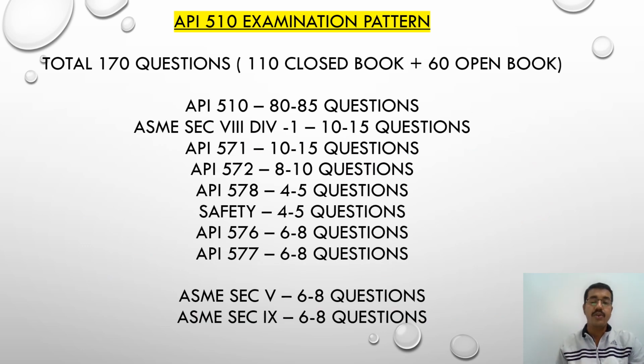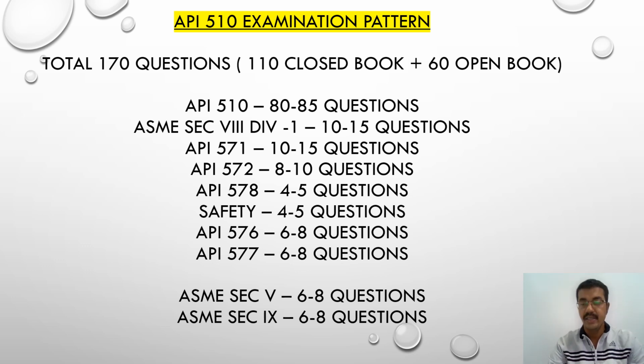So how is the exam conducted? For API 510, 570 and 653, there will be a total of 170 questions, out of which around 110 questions are closed book. I am not telling exactly 110 will come, maybe 105, maybe 115. So around 110 questions are closed book and 60 are open book.